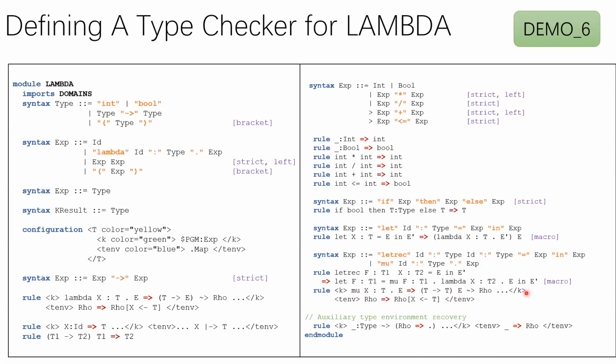Any question about this rule? I think this is probably the only non-trivial rule in this entire definition, how to type a mu. It's a very smart way to do so. And this is just how we restore the typing environment once we typed a lambda or a mu. We also saw similar rules in the previous semantics.